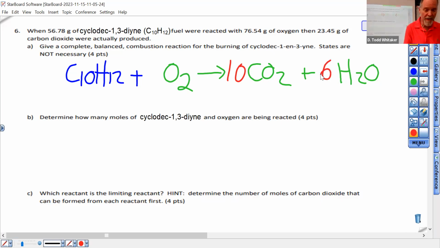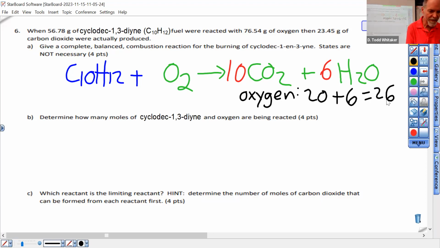After you've done that one, count your oxygens. That's why I write oxygen here so you know what this means. 10 molecules of CO2, how many oxygens? And 6 molecules of water, how many oxygens? What's half of 26? Put it over here, done. And that was 4 points. That's big. That's 4 of your faster points for your exam, isn't it? I think that part's easier than the previous question's first part.